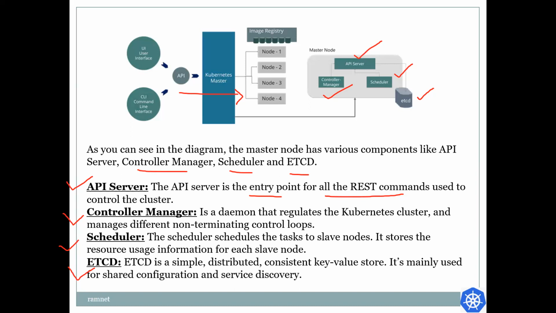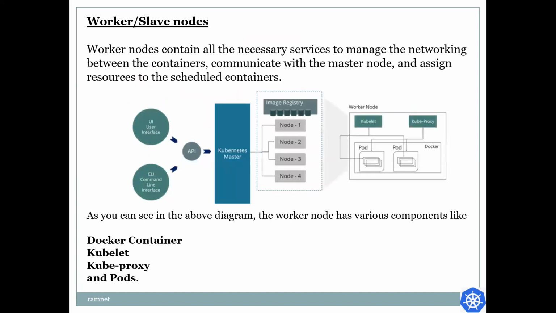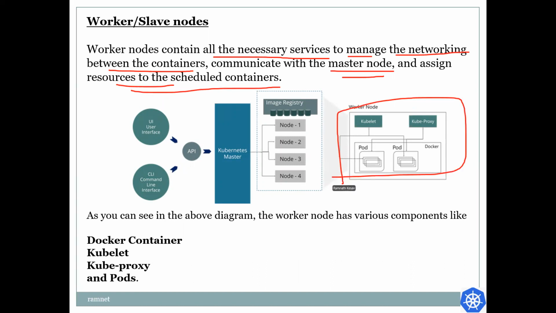Okay, this is about the infrastructure of our Kubernetes master. Next. Worker and slave nodes. Worker nodes contain all necessary services to manage the networking between the containers, communicate with the master node, and assign resources to the scheduled containers. This is a worker node. We have the Docker containers. These are all the Docker containers you can call.